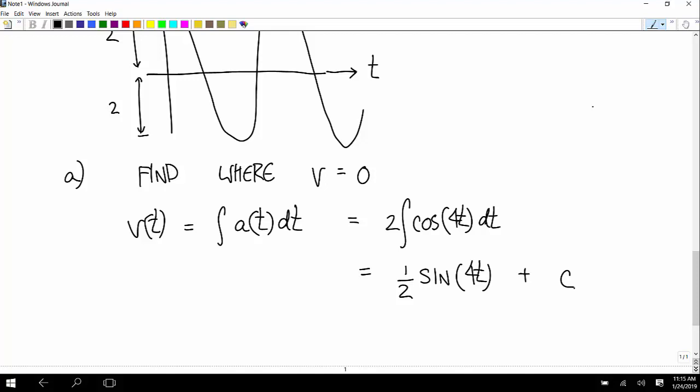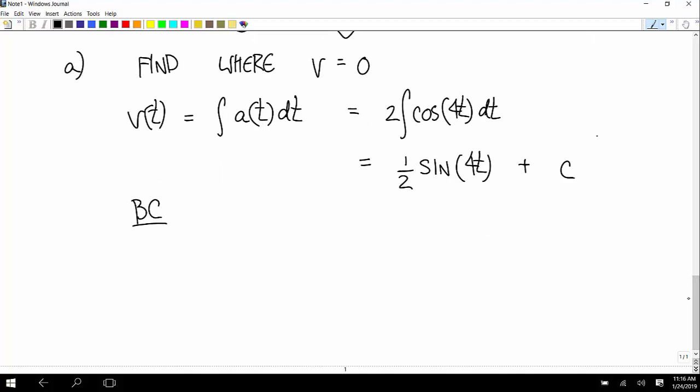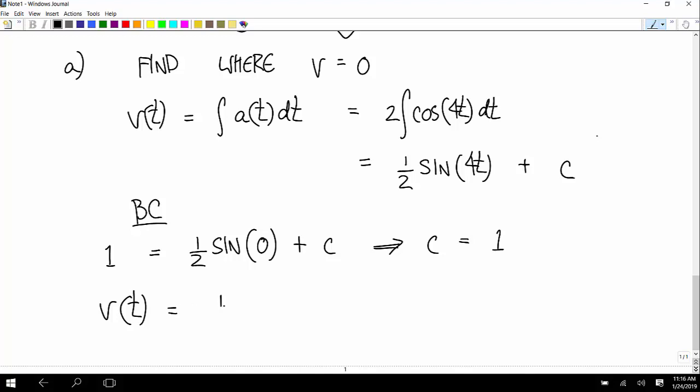Now we have to use the boundary condition to find the constant of integration. So the boundary condition says that at time equals 0, the velocity is 1. So that says that 1, the velocity, is equal to 1/2 times the sine of 0 plus c. Sine of 0 is 0. So this says that the constant of integration is equal to 1. And now just update our velocity function. And the velocity is 1/2 times the sine of 4t plus 1.